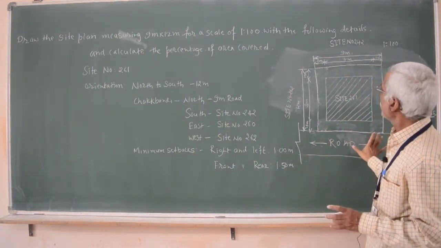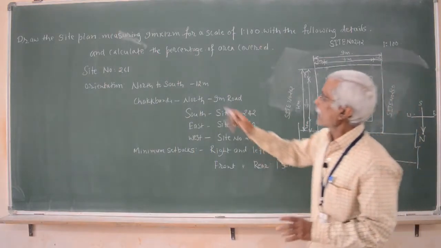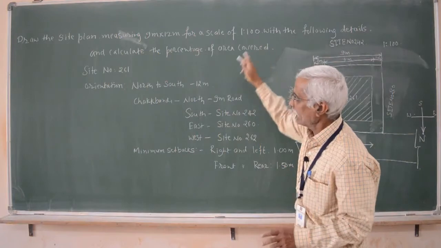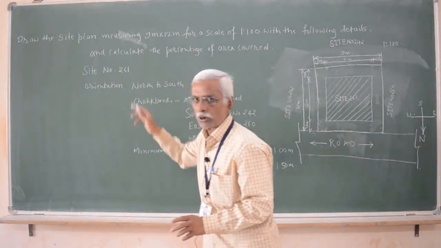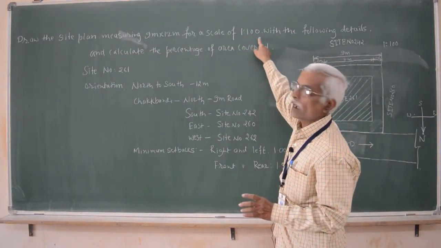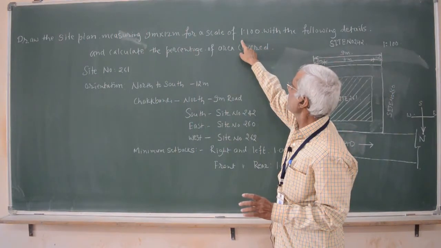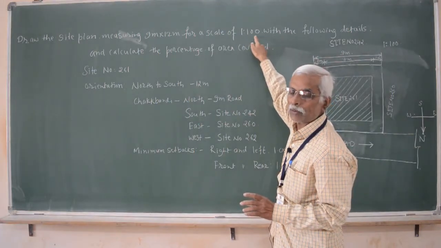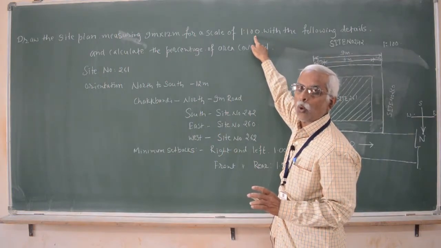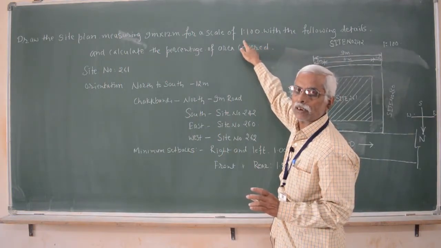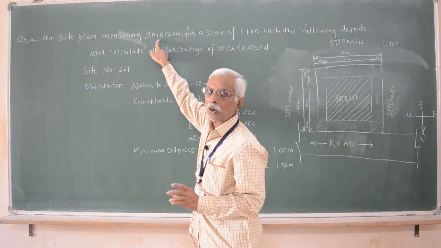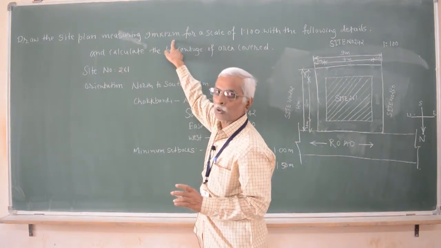You understand? You have a 9 meter by 12 meter site to a scale of 1:100. Site number is 261. One more time I will revise it. Here scale is 1:100. That means 1 centimeter on the drawing sheet denotes 100 centimeter, that means 1 meter. So 1 centimeter equals 1 meter. Here 9 meter means you have to draw 9 centimeter, and 12 centimeter.